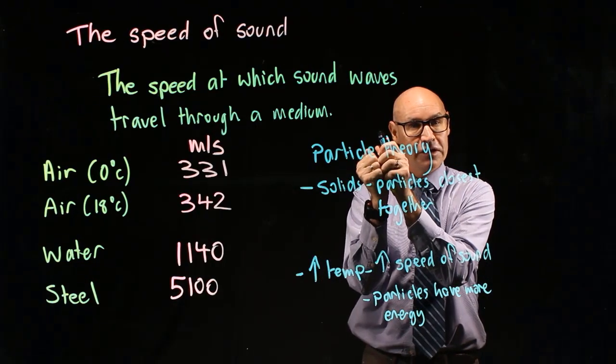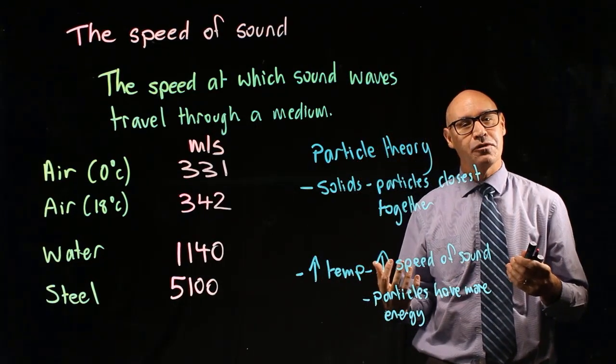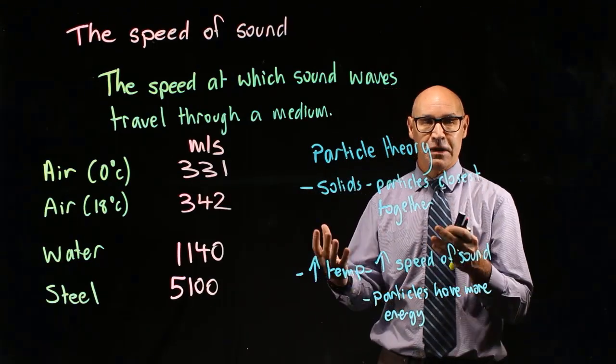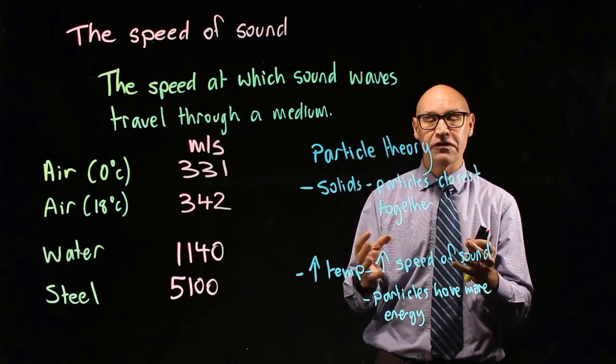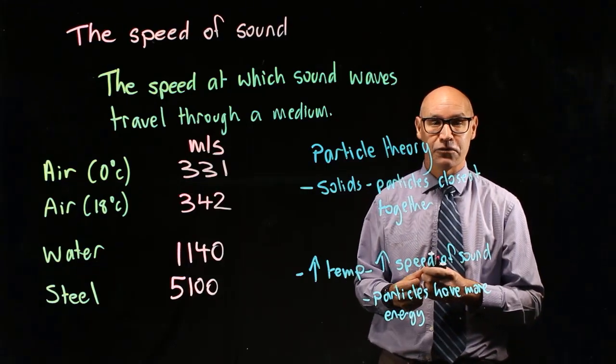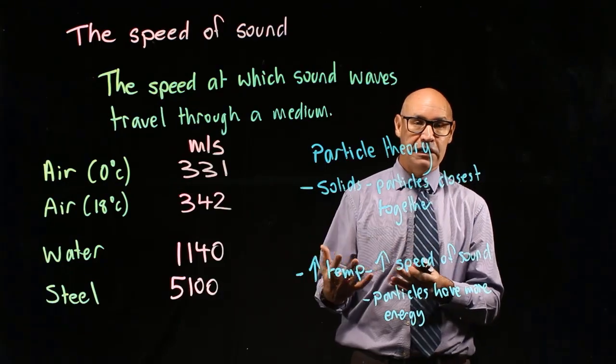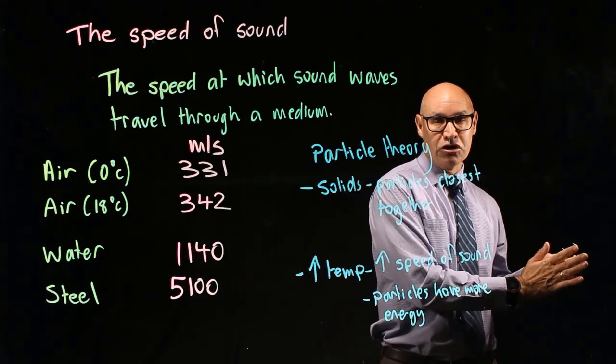So we can use particle theory to explain why the speed of sound is faster in solids, because particles are closer together. We can use particle theory to explain why, as we increase the temperature, the speed of sound also increases. And this is because of the amount of energy in the particles. The particles are vibrating faster, so they more readily transfer the energy of the wave.